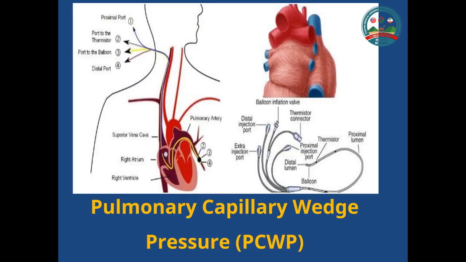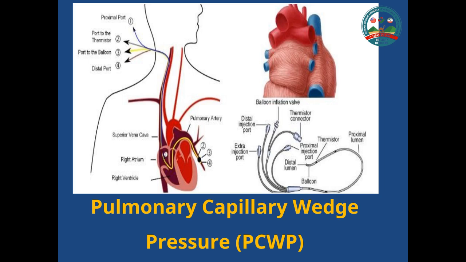This diagram shows the pathway of the pulmonary artery catheter and the different ports it contains. The catheter enters through a central vein, travels into the right atrium, passes through the right ventricle, and eventually reaches the pulmonary artery. Its multiple lumens allow us to measure different pressures and perform various assessments. The proximal port sits in the right atrium and is often used for CVP measurements or medication infusion.